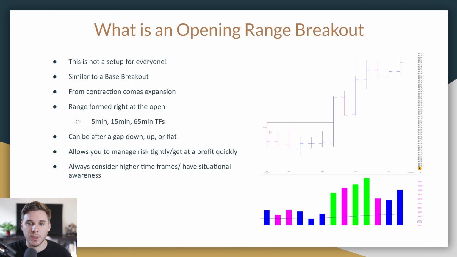Moving on, let's talk about first, of course, what is an opening range breakout? Basically, it's when we have the opening print and then some type of consolidation range that forms, and then we have a breakout through that high. And this can be on a 5-minute, a 15-minute, 65-minute, but obviously the higher the time frame, the more substantial this breakout is.